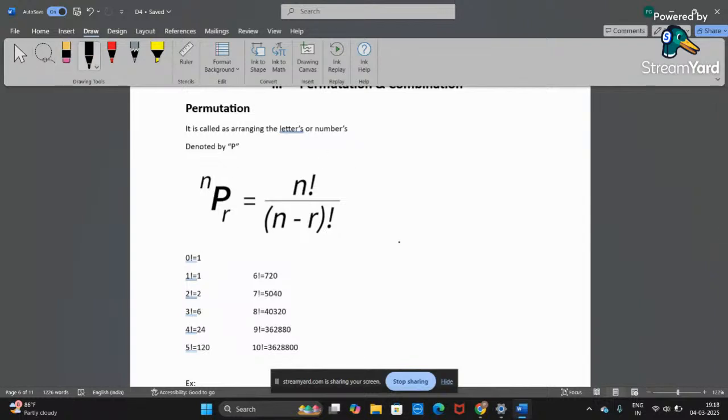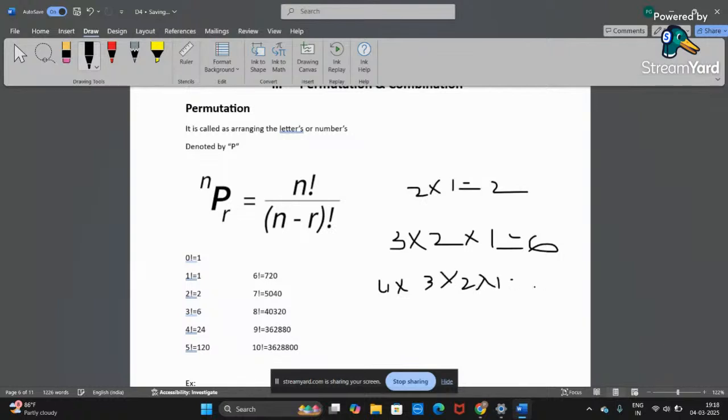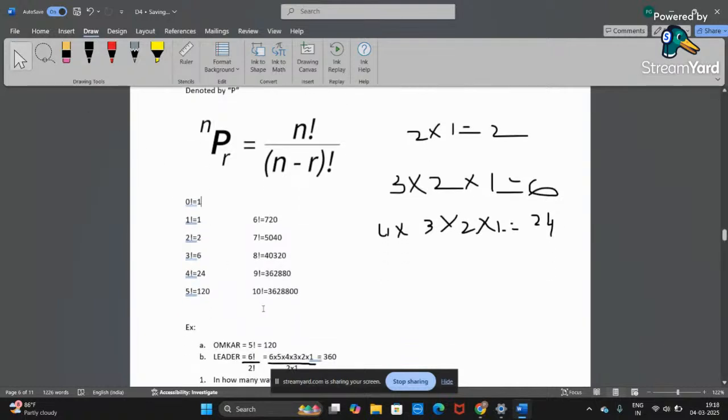How is it 6? 3 factorial means we are writing it as 3 into 2 into 1. So it is 6. For 2 factorial, we are writing it as 2 into 1. So it is 2. For 4 factorial, 4 into 3 into 2 into 1, so we are getting 24. Likewise, we have found all the factorials up to 10. Make a note of this. 10 factorial is 10 into 9 into 8 into 7 into 6 into 5 into 4 into 3 into 2 into 1. After multiplying all those numbers, we'll get 3628800.